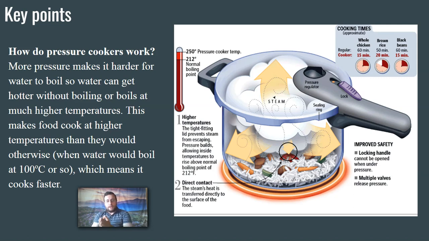That means that the food can cook at a higher temperature, which means it will cook faster, because both the pressure and the temperature are higher inside. And that, my friends, is the overview of this third objective of structures and properties of matter.